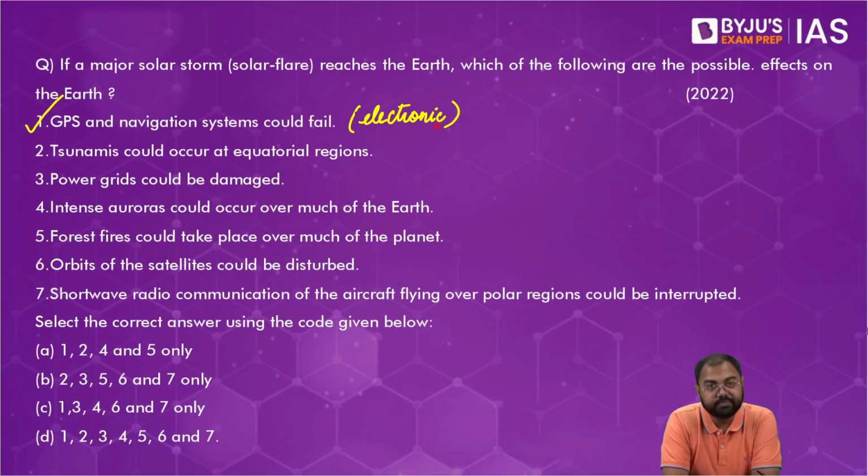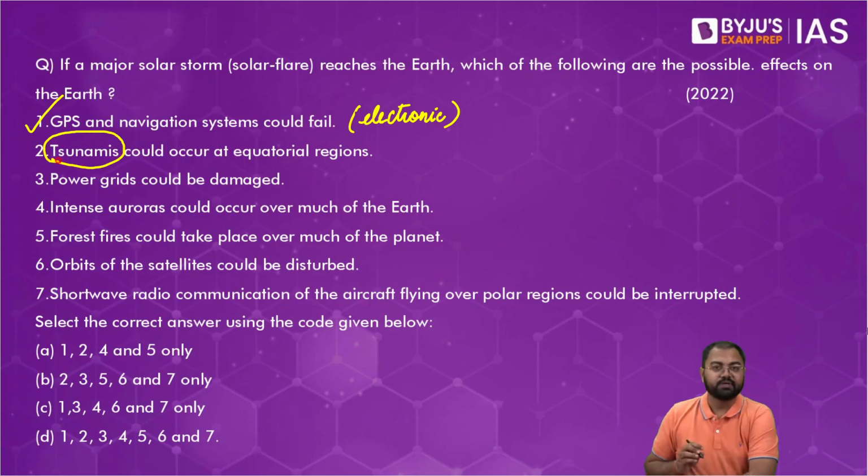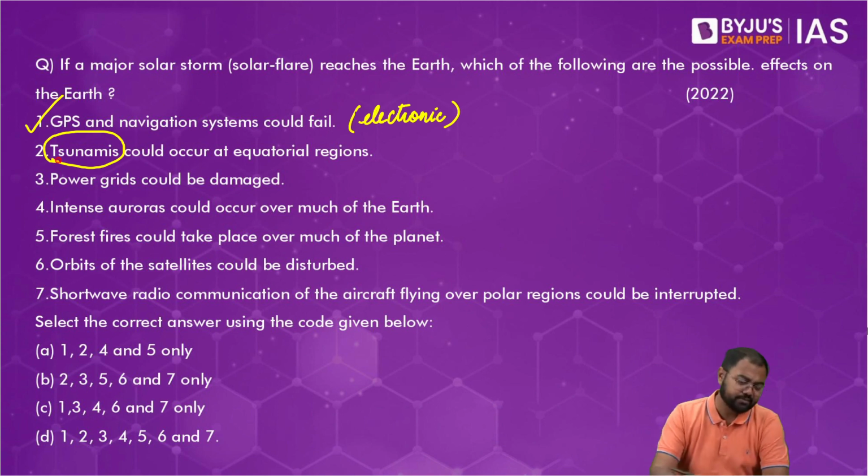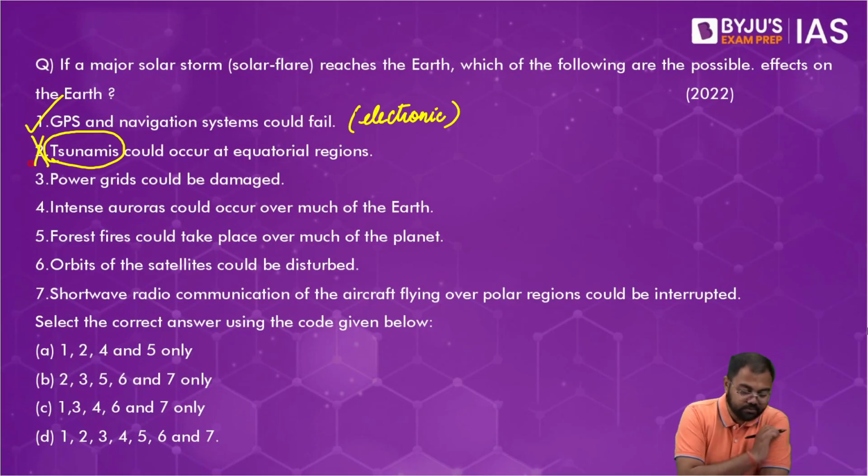Tsunamis could occur. Now, tsunamis basically occur because of what? They have seismic reasons, right? They would happen if an earthquake or any seismic activity happens underwater, or volcanoes erupt underwater, then they can lead to tsunamis. So it will not be caused by an outside magnetic effect, because a solar storm is magnetic in nature, right?